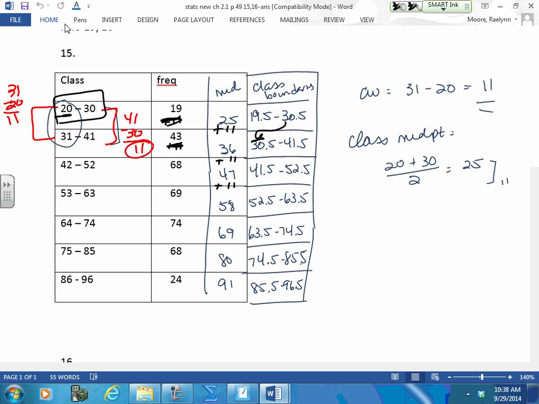Your cumulative frequency, you didn't have to do a cumulative frequency. I know, but not for this assignment. You didn't have to. Start with your lowest one and just keep adding. Add 43, add 68. That's a really high one. You got a lot to add. But you didn't have to do that for this one.